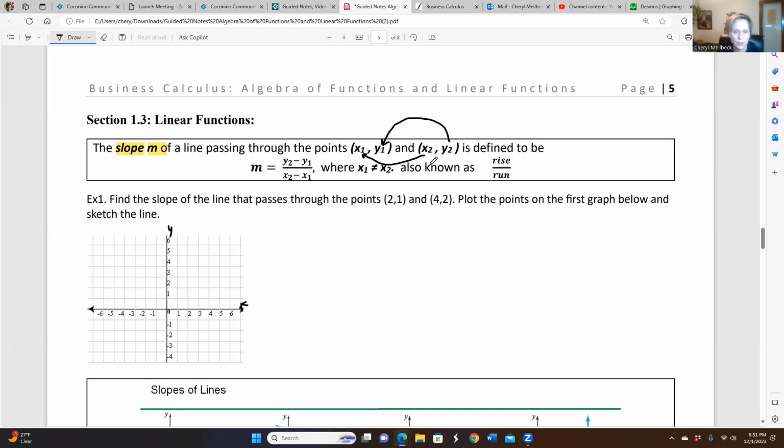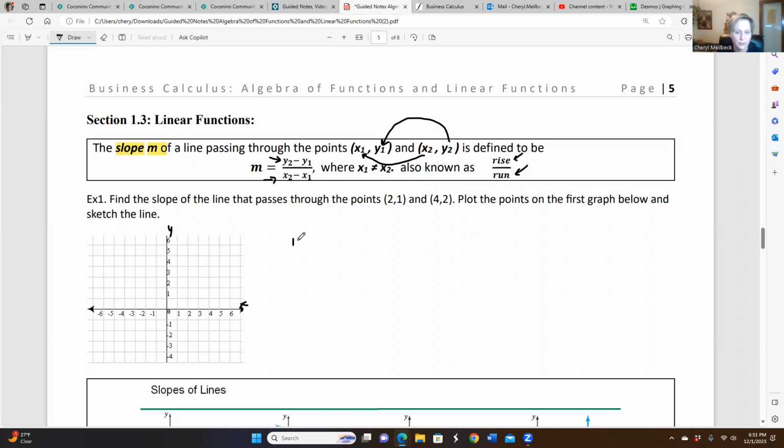The reason it's known as rise over run is because if you're subtracting your y's, your y-coordinates go up and down. So subtracting your y's will give you the difference that you're rising. Your x-coordinates in the denominator are horizontal. So subtracting those will give you the difference that you're running, if you will. So that's why it's rise over run.